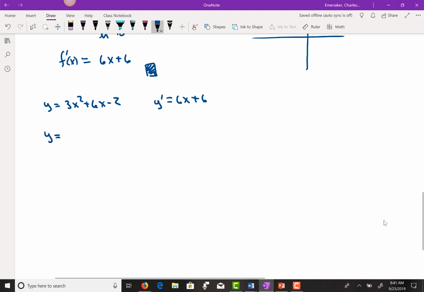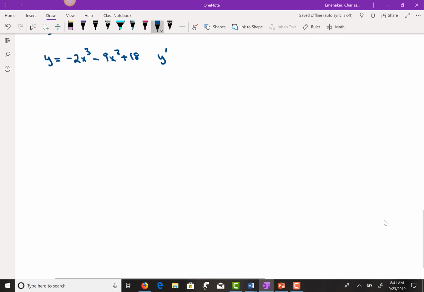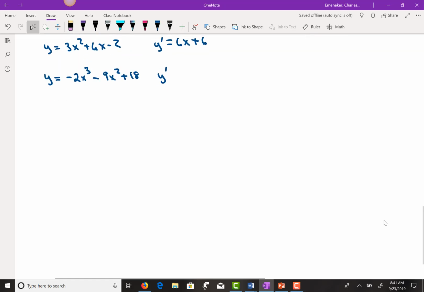If y equals negative 2x cubed minus 9x squared plus 18, how would you like to do something where you're cubing the x plus h? That's going to take a little while, isn't it? Well, they happen to notice the derivative is going to be negative 6x squared minus 18x.